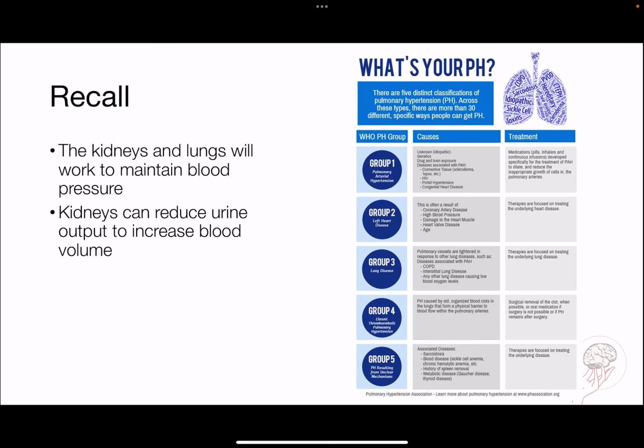So it's also to recall that our cardiovascular system is a huge system, and it depends on the lungs and the kidneys. So the kidneys and the lungs will work to maintain our blood pressure. And how they do that, well, the kidneys can reduce urine output, and that would increase blood volume. And the lungs will try to maintain our pH.